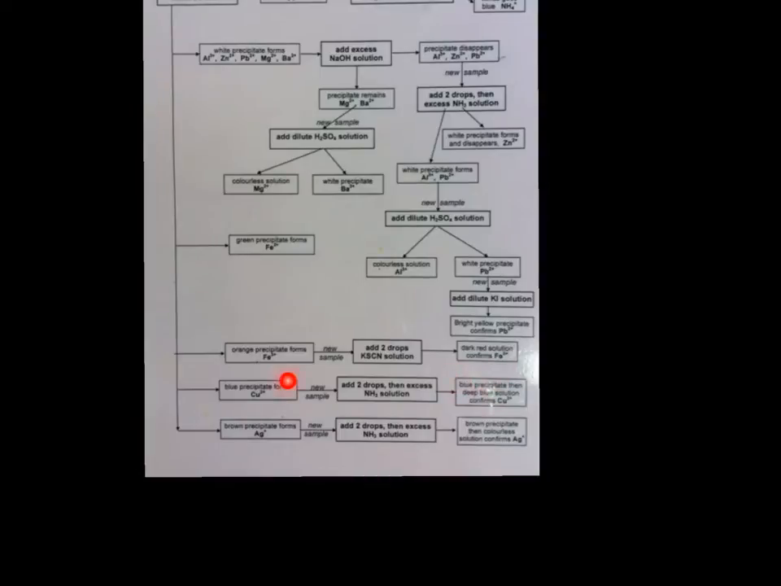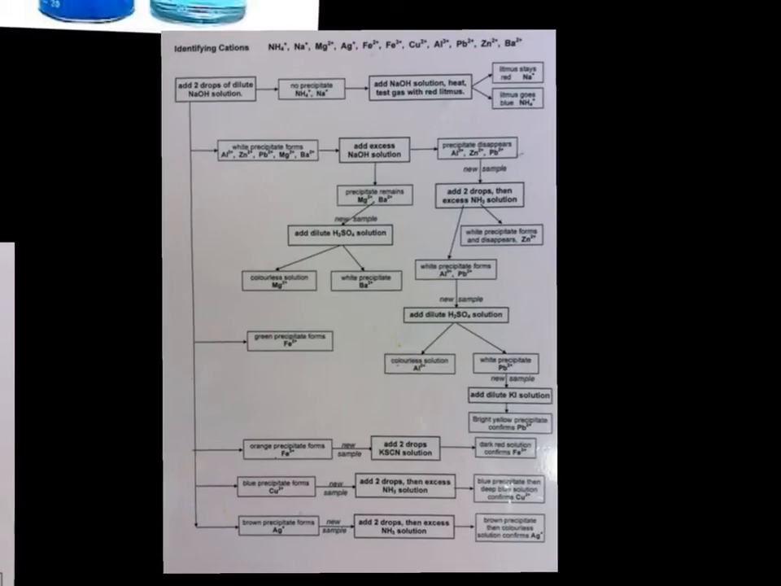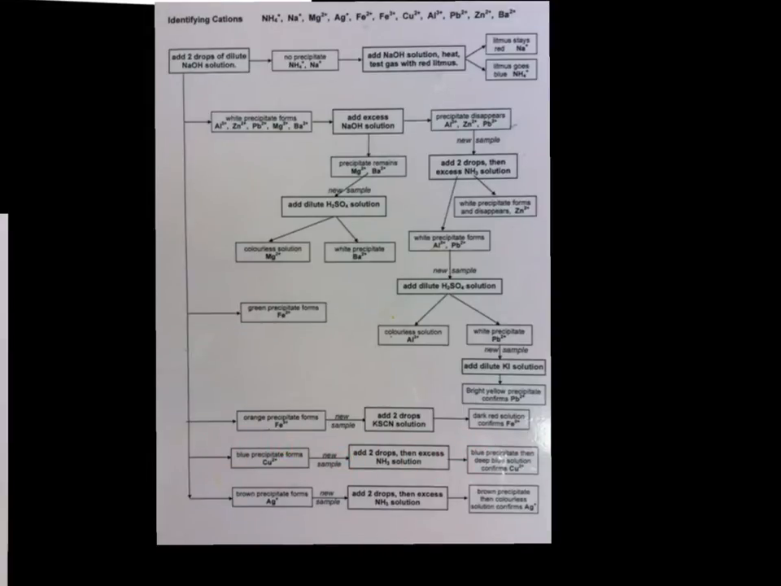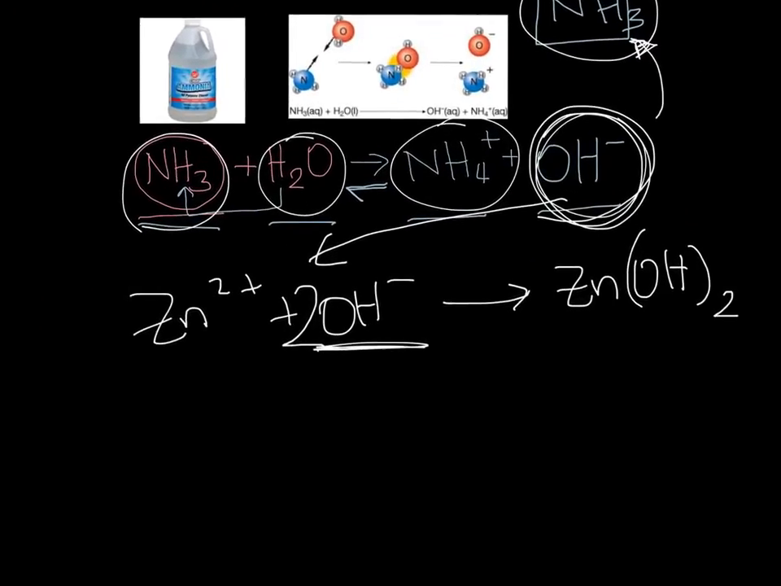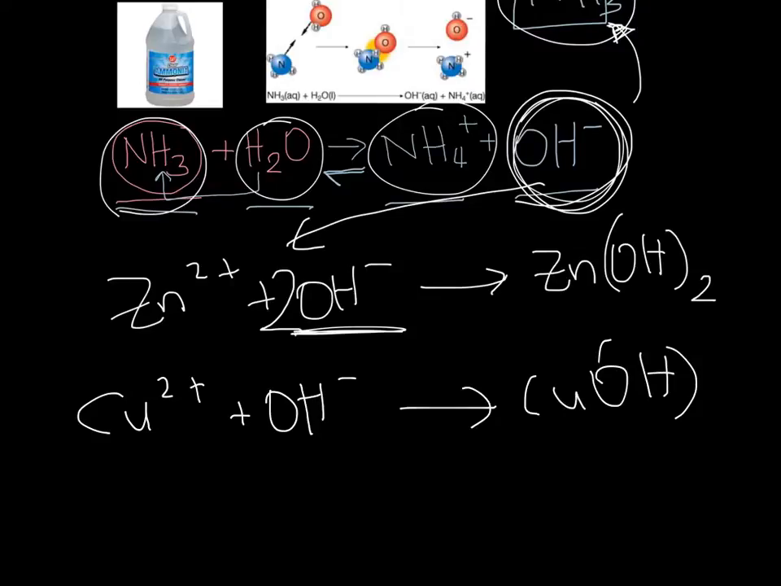The blue precipitate that forms initially is actually the same blue precipitate that you would have got here when you added 2 drops of sodium hydroxide to the initial sample. When you add ammonia, you get the same blue precipitate. The reason is that, once again, the copper 2+ ions, Cu2+, are reacting with OH- ions from the ammonia solution, and they form Cu(OH)2. That's the key idea with the whole ammonia thing.